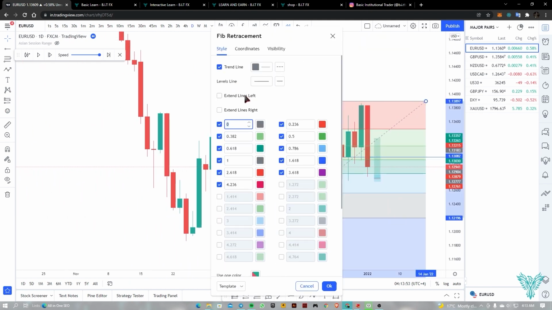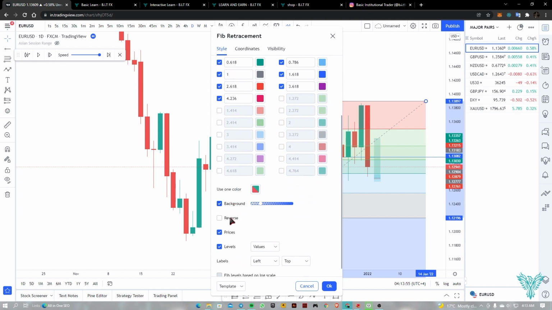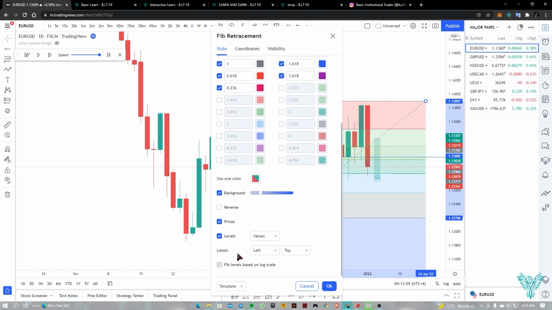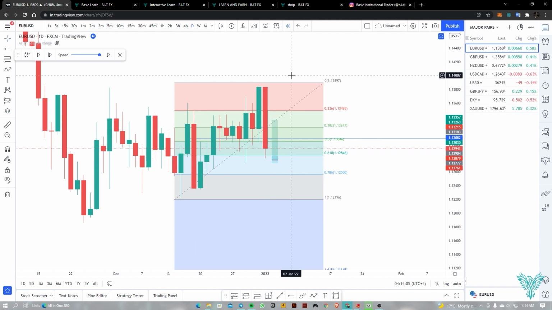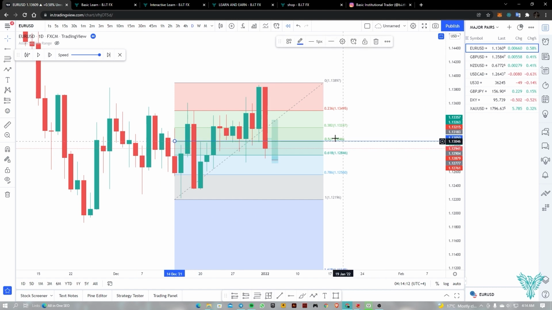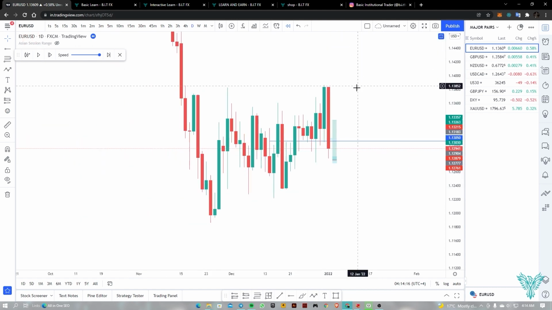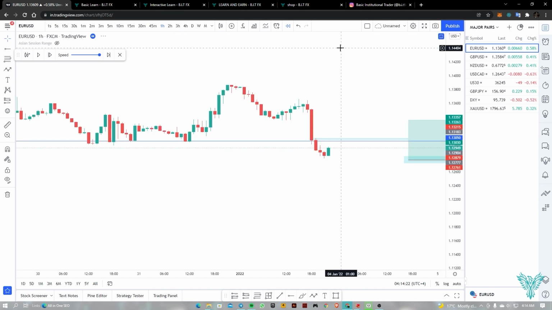Let me just flip this thing. These labels on the right. All right. So now we are at the 50% of this range, and I'll be marking it with a horizontal line. So now 50% of the range is marked, and we can see we came below the 50% mark. So now let's go to the 1 hour time frame and let's check.